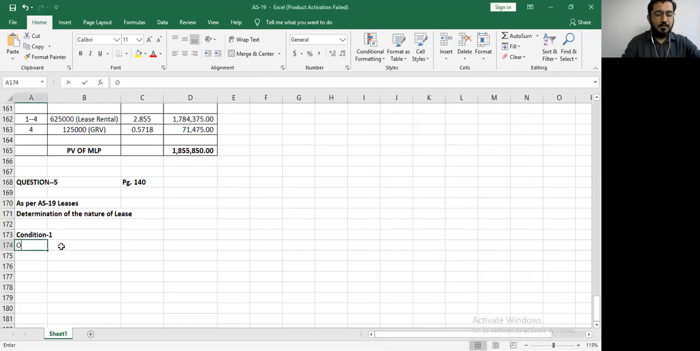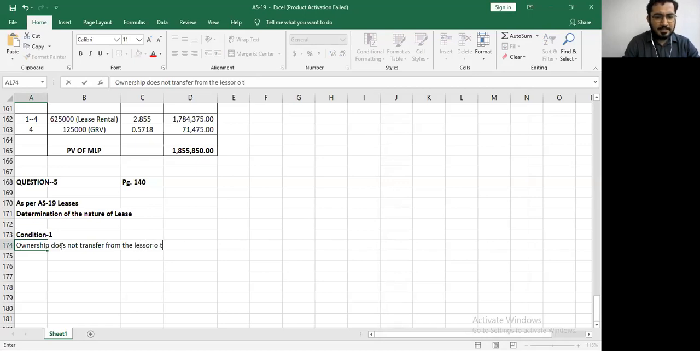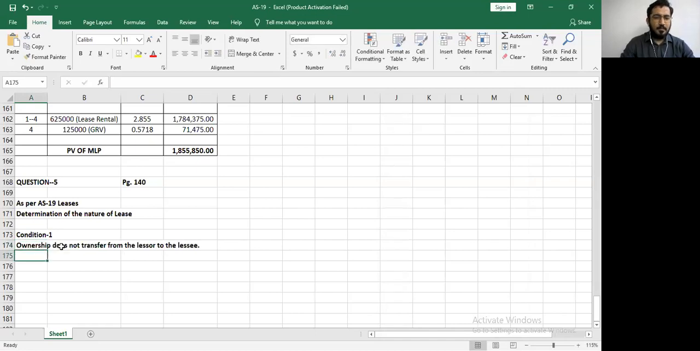So the first case, ownership does not transfer from the lessor to the leasee. First condition is not satisfied. That ownership transfers from lessor to the leasee. It does not.